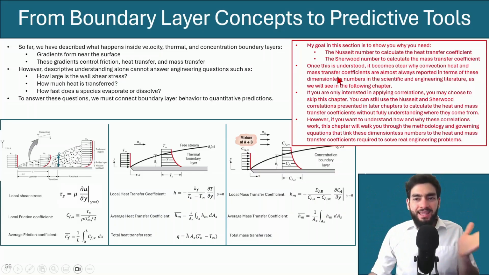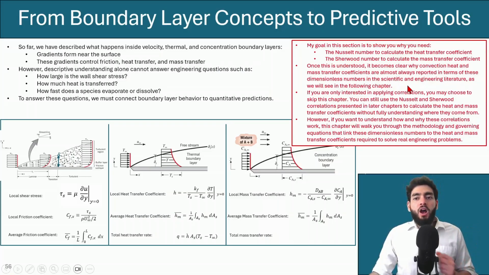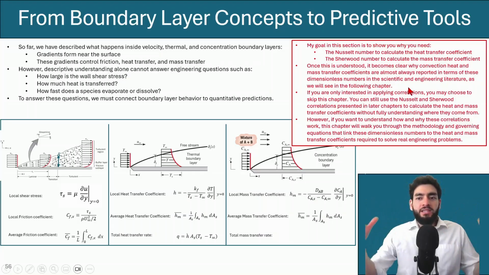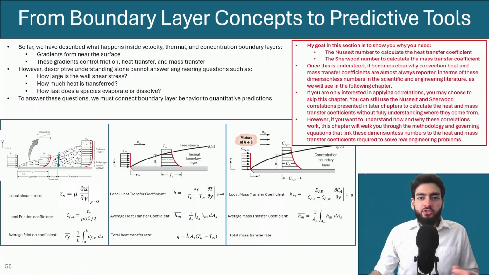So my goal in this section is simple. It's to show you why you need the Nusselt number to calculate the heat transfer coefficient and the Sherwood number to calculate the mass transfer coefficient. And once this is understood, it becomes clear why convection heat and mass transfer coefficients are almost always reported in terms of these dimensionless numbers, in terms of Nusselt and Sherwood, especially in the scientific and engineering literature, as we will see in future sections.